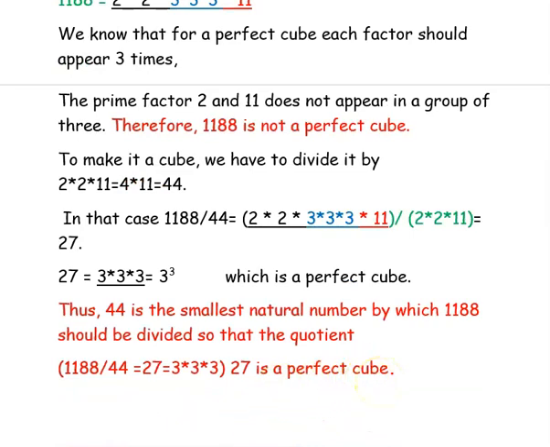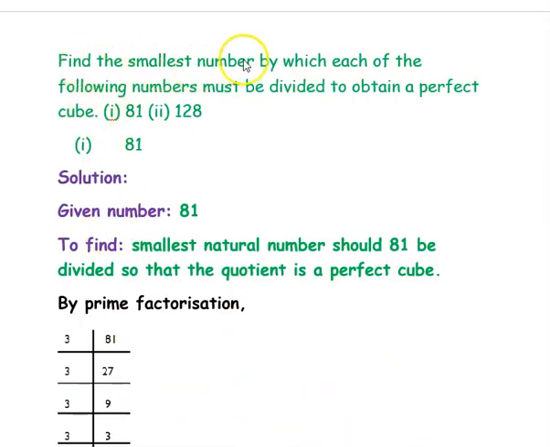a perfect cube number. The next example given is: find the smallest number by which each of the following numbers must be divided to obtain a perfect cube. Okay, so the given numbers are 81 and 128. So first we'll take the number 81. We have to follow the same steps. We have to find the smallest number by which it should be divided.